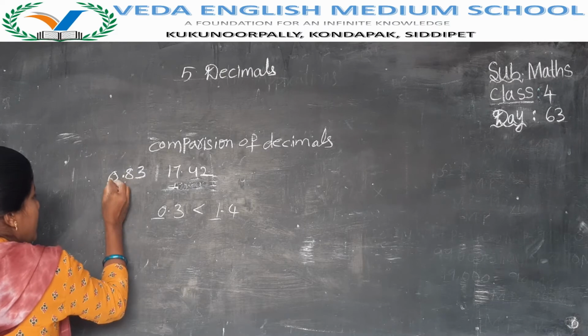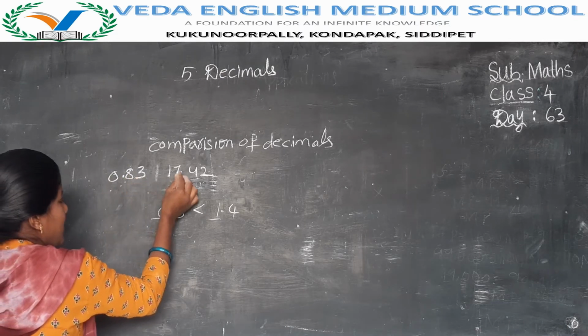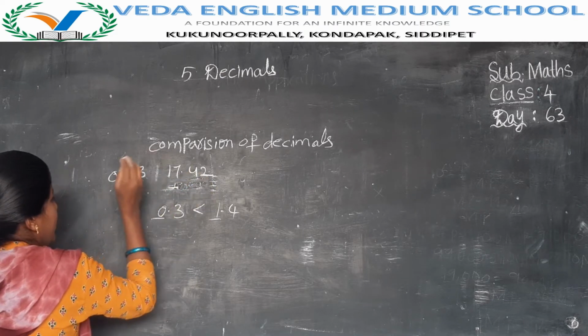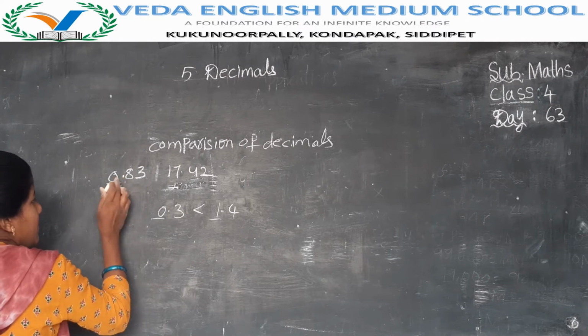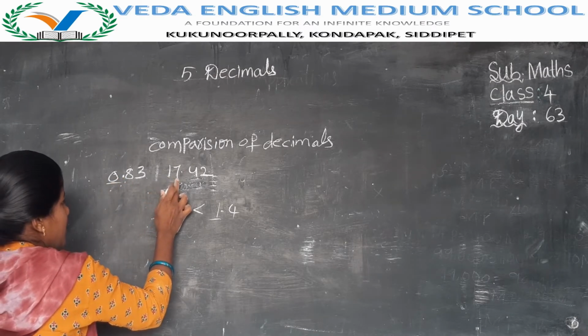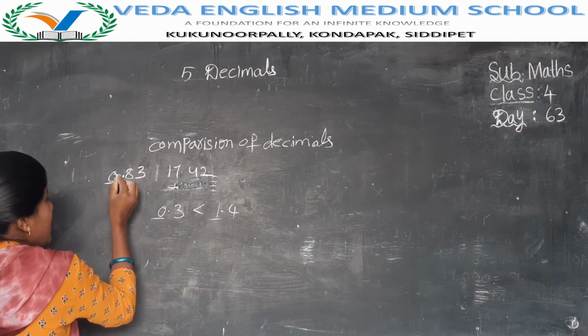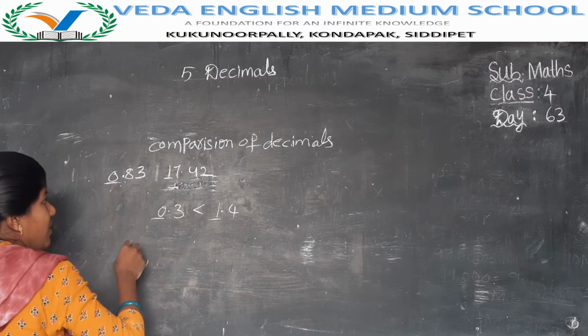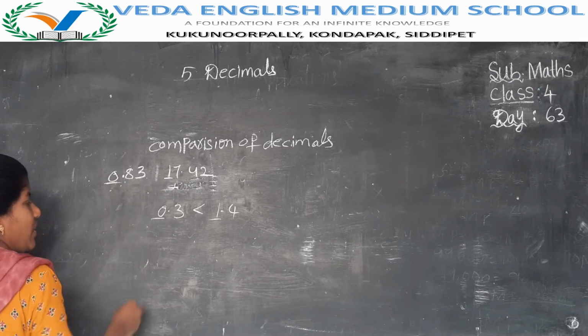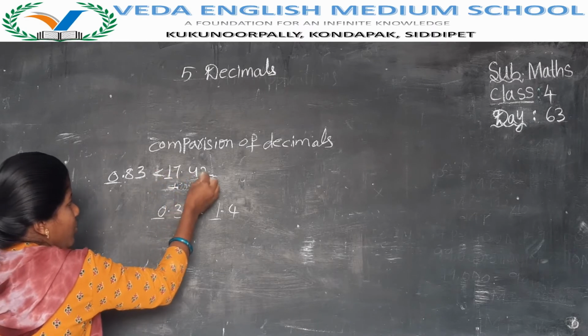Now it is 0.83, it is 117.42. Then what do you have in the ones place? 0. What is the first decimal? 0. What is the first decimal? 1. Which is a greater number, 0 or 1? 1 is a greater number, so 17.42 is a greater decimal.